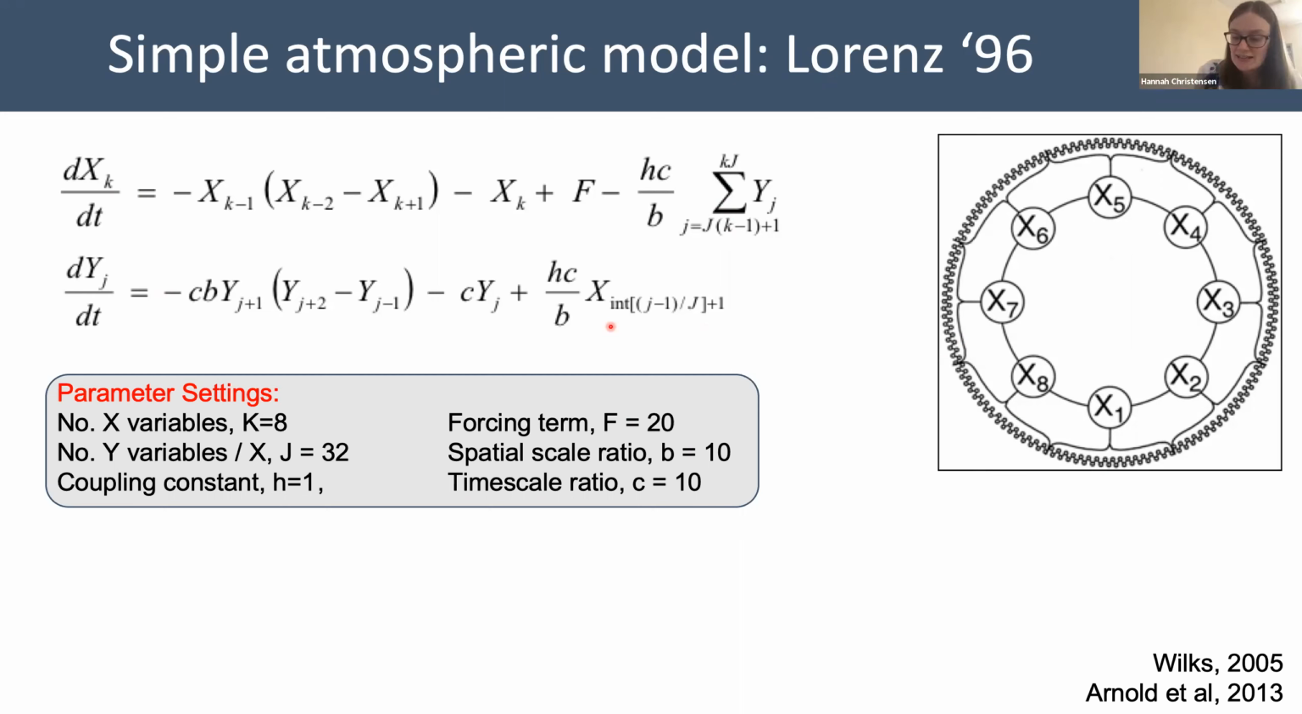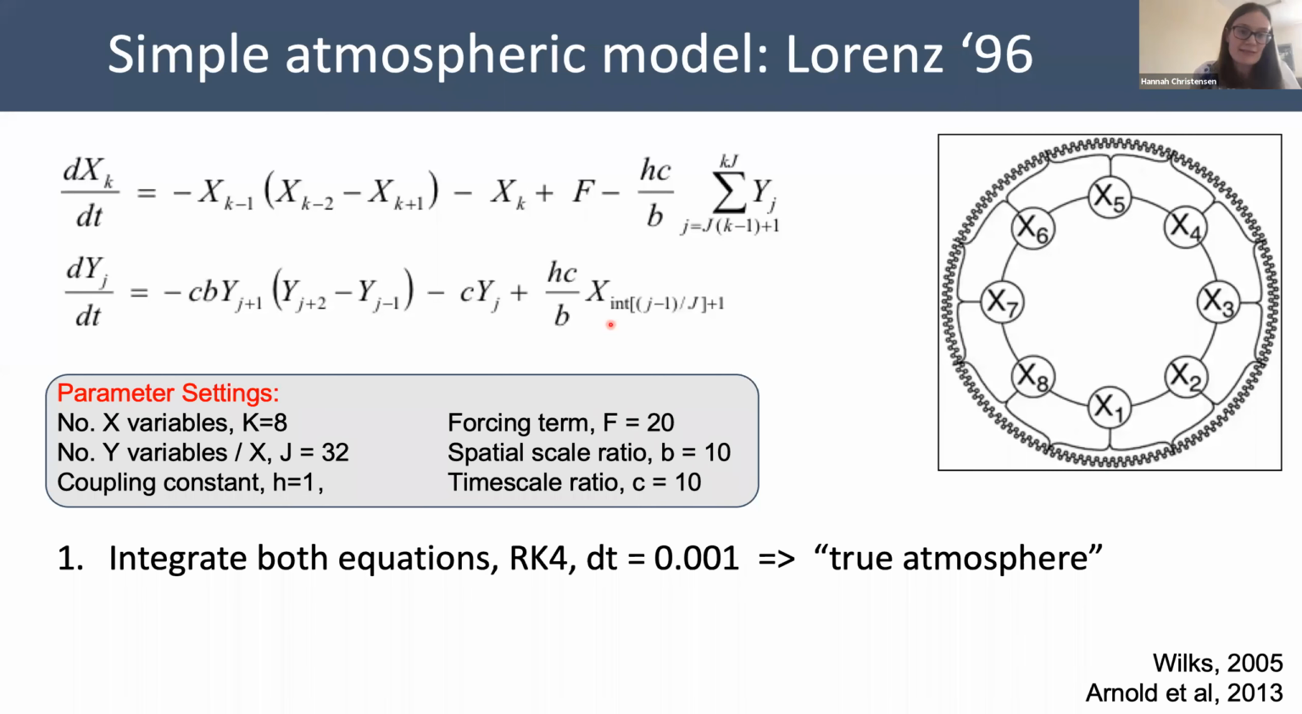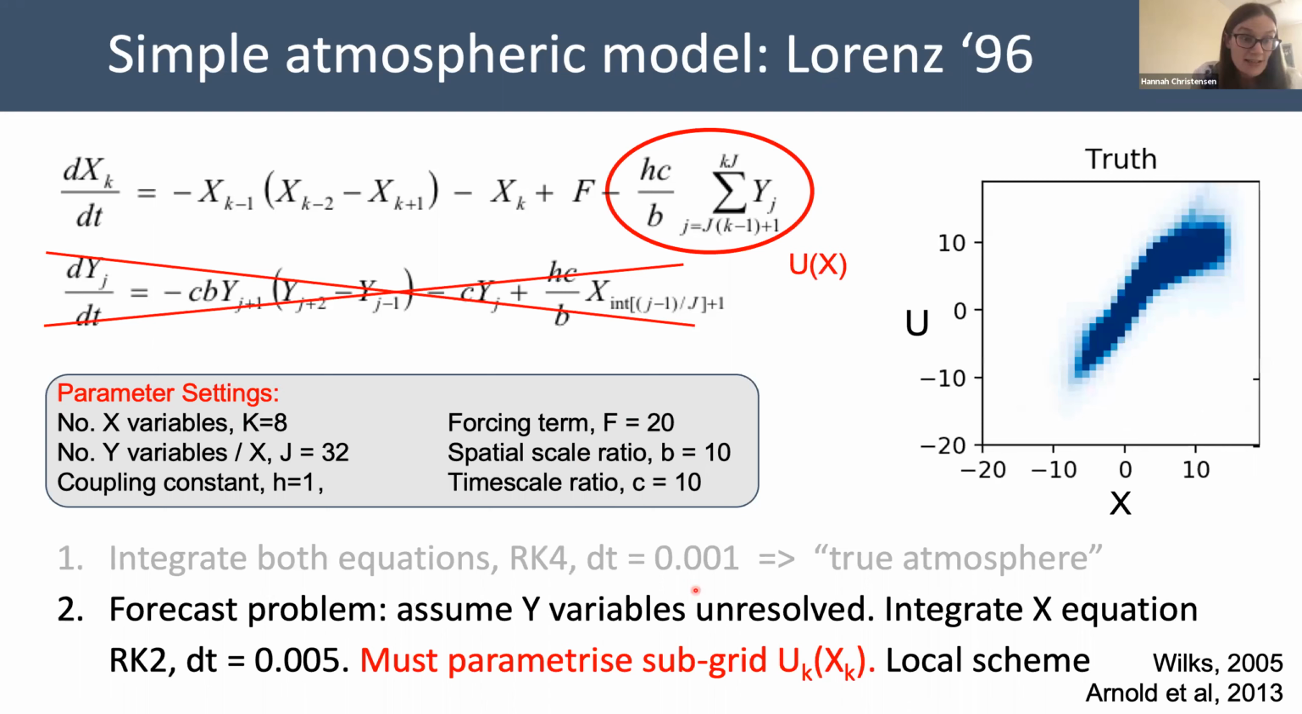And so the kind of game we play goes as follows. Firstly, we integrate both of these sets of equations with a fine time stepping scheme and a small time step. And we say that the resultant evolution is the evolution of our true atmosphere. So this is what we're aiming for. We then create a forecast problem. So now what we're going to assume is that we don't have the computational resources to resolve our y variables. So just like in the real atmosphere. And so what we need to build is a forecast model for x, but where we parameterize the effect of y on x as a function of x.